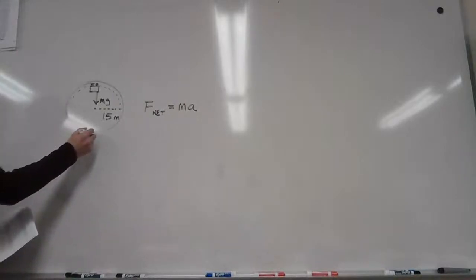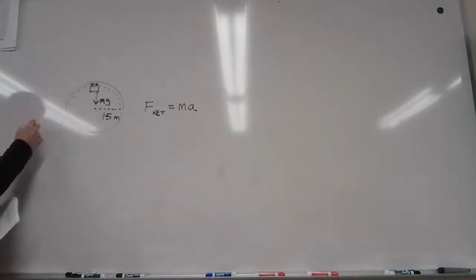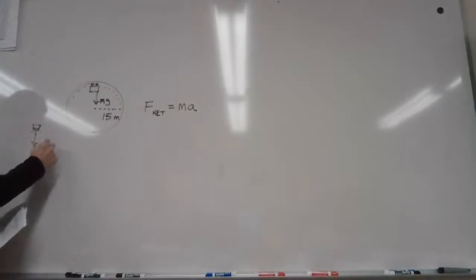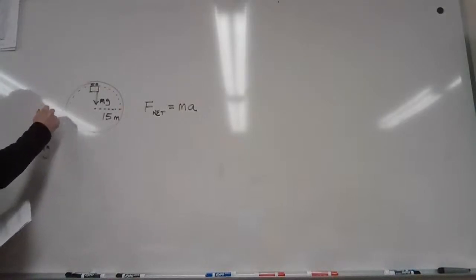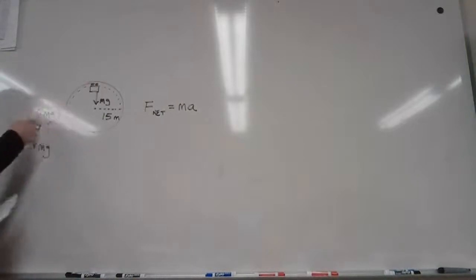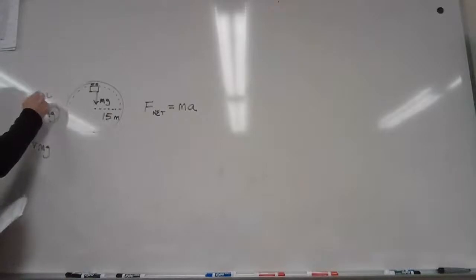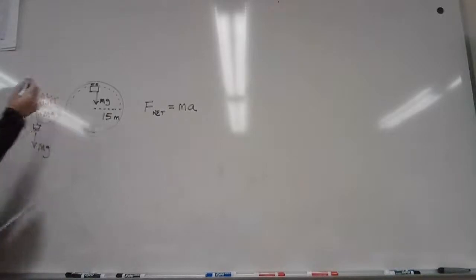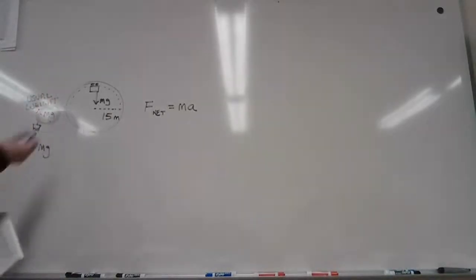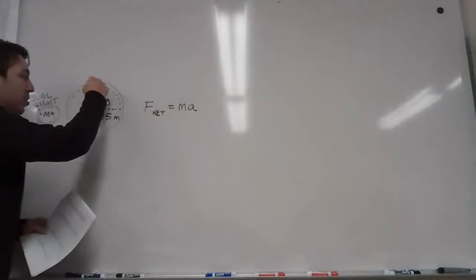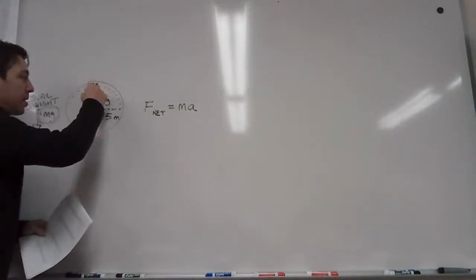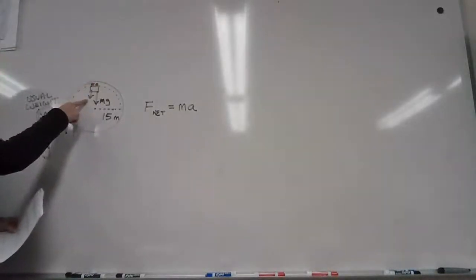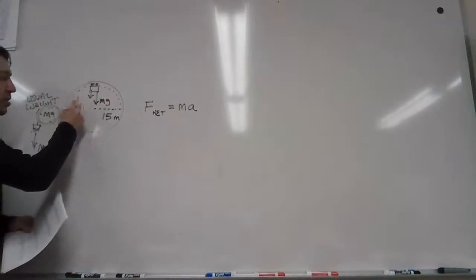So maybe I'll draw it over here. Before you hit the loop, here's you in the car, and mg cancels out. This is what you call your usual weight. It's a normal force, right? That's why you feel your weight. So right now, how much is that seat pushing on your bottom? Half of mg.